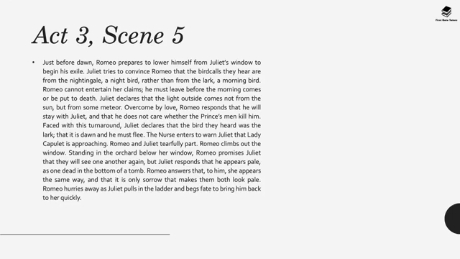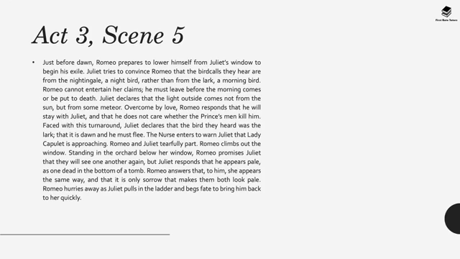Juliet tries to convince him that the bird calls they hear are from a nightingale, a night bird, rather than a lark, which is a morning bird. However, Romeo can't entertain her claims. He must leave before the morning comes or be put to death. Juliet declares that the light outside comes not from the sun, but from some meteor.